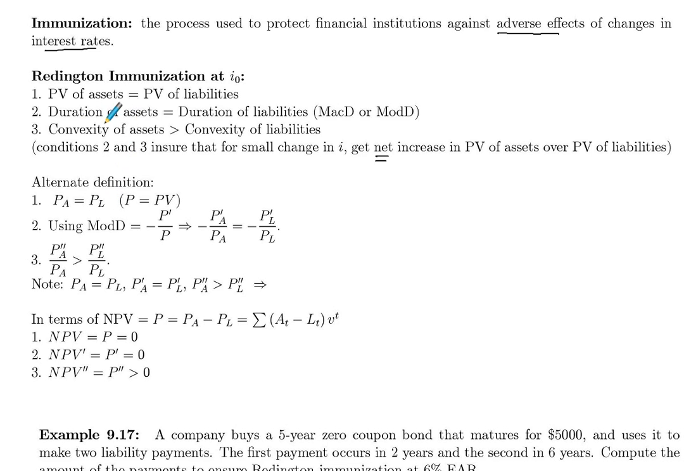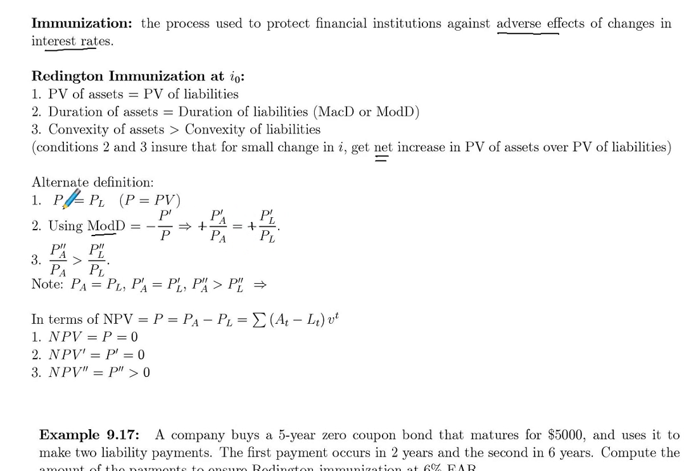Second condition: if we insist that the duration of the assets is equal to the duration of the liabilities, well, we could use either MACD or mod D. Let's use mod D. So remember that the modified duration is the negative of P prime over P. That was our definition. So if we're insisting that the duration of the assets is equal to the duration of the liabilities, then that's saying negative of P prime of A over P of A has to equal the negative of P prime of L over P of L. Now if we just multiply both sides by -1, that means that these relative rates are the same.